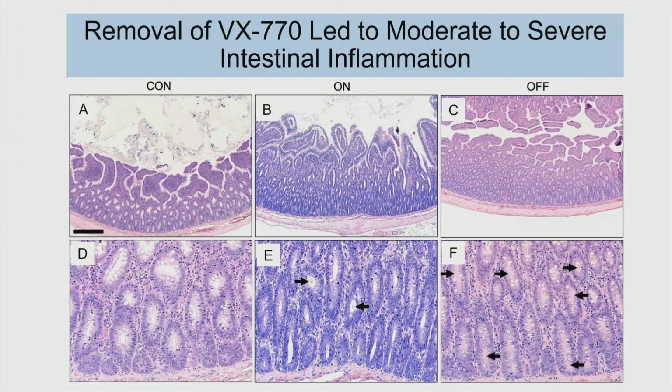Another obvious change is intestinal inflammation. Almost all the cases have moderate to severe intestinal inflammation. From the figure here, this is the control, and this is on the CFTR modulator. The intestinal crypt is not as clear as in the wild type, but it is less severe than in the off VX-770 group. In the off VX-770 intestine, the crypts have a lot of mucus-like material in there. Sometimes we can see inflammatory cells in there.